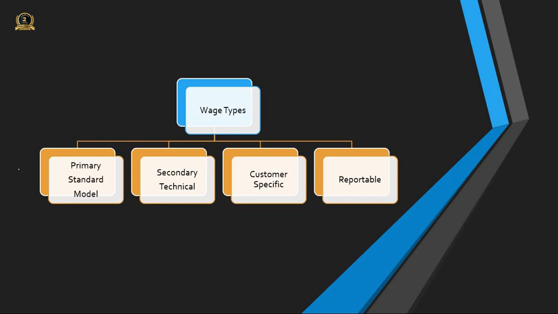3. Customer-specific wage types. These start with numbers like 8, 5, 4. Why? Because they're tailor-made for specific clients, crafted by copying from the standard types.